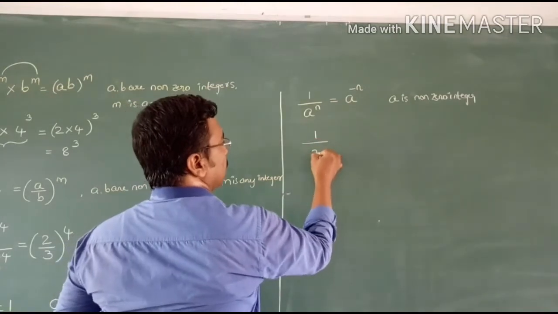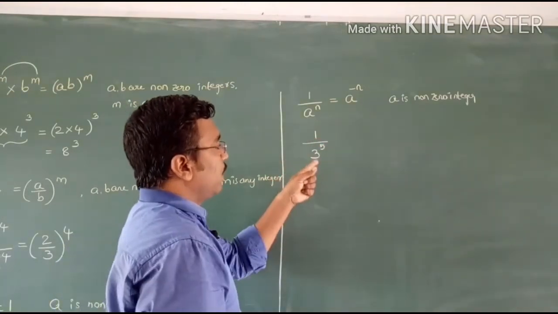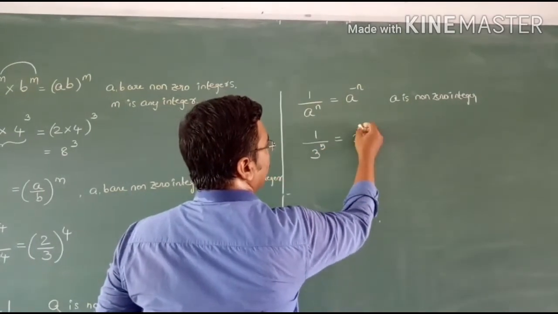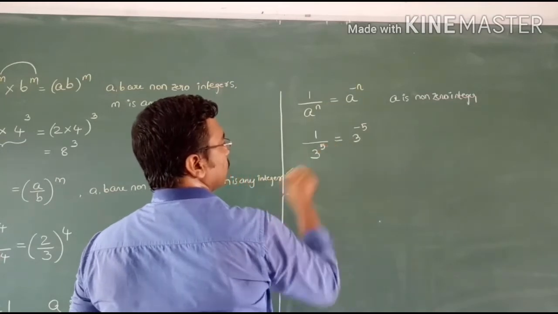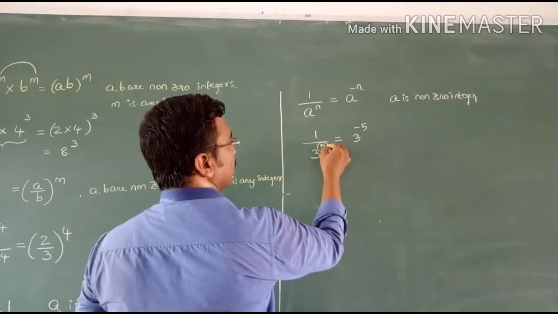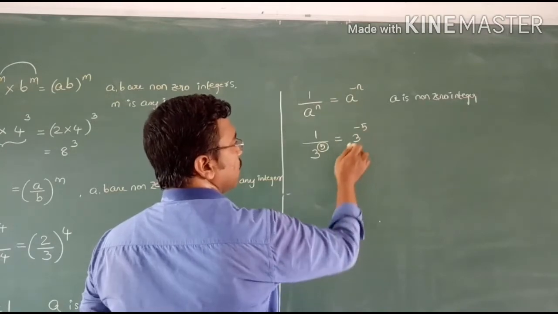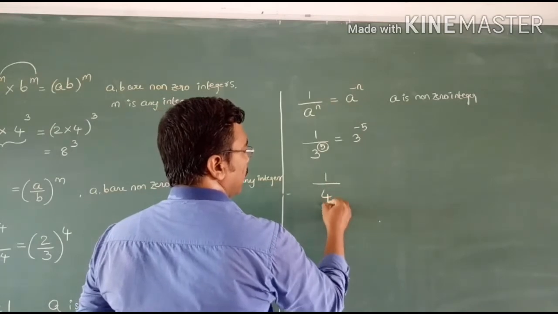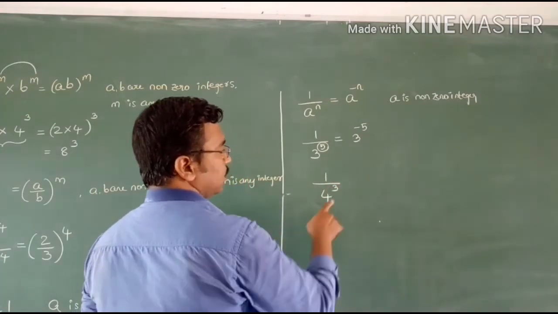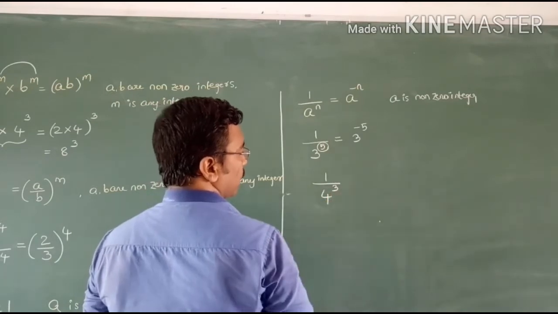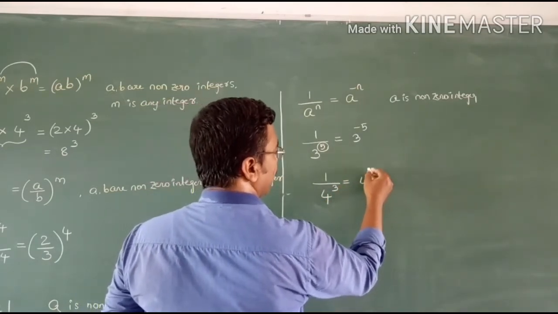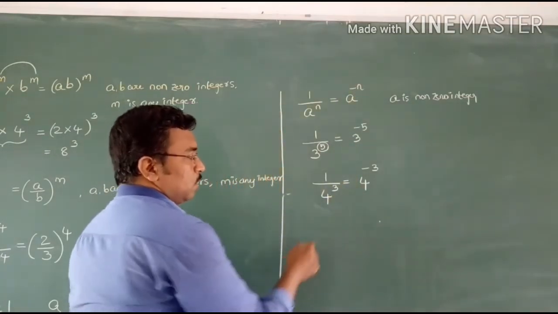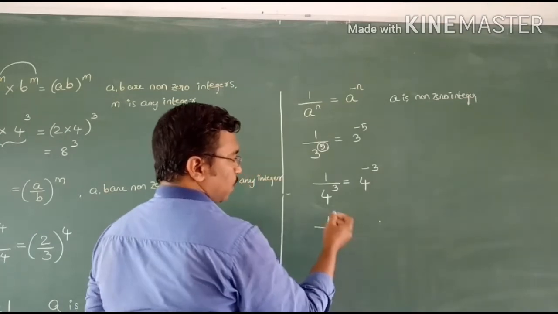See, 1 by 3 power 5. 1 by 3 power 5 is in the denominator. So this can be written as 3 power minus 5. This positive exponent becomes negative when it comes to the numerator, 3 power minus 5. One more example, you see, 1 by 4 power 3. This is also in the denominator with positive exponent. When it comes to the numerator, it can be written as 4 power minus 3, like a power minus n. So I am taking one negative exponent with base.